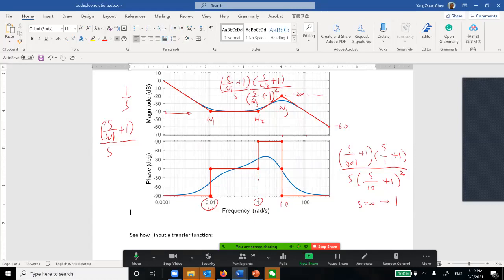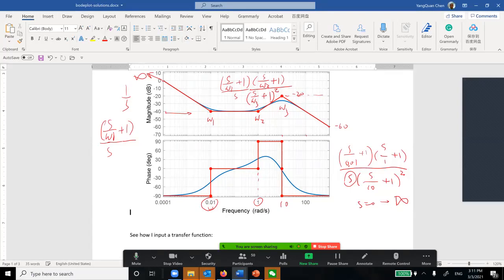When omega is 0, no, it's not going to be 1. It's going to be infinity, all right? So this is going to go to infinity. But how do I know how much I need to shift up and down here? How do I know? That's easy.